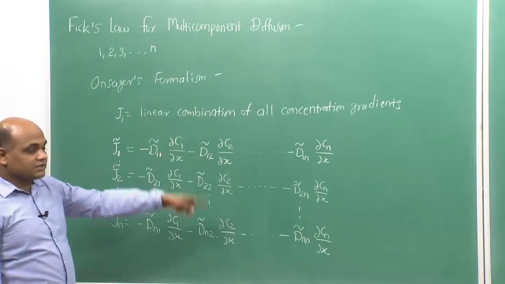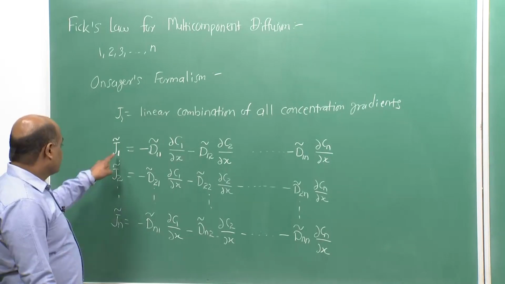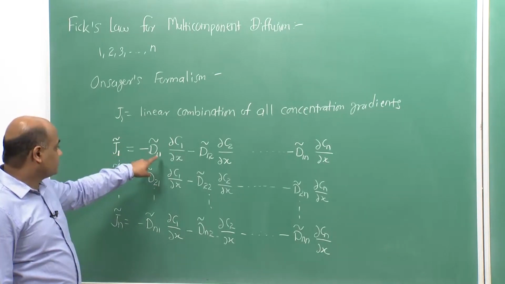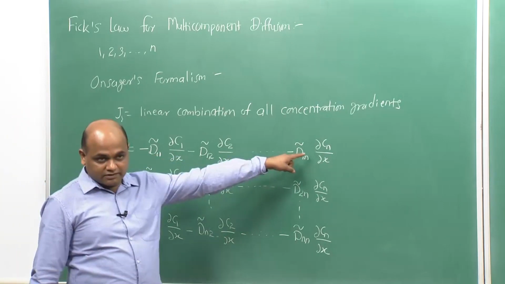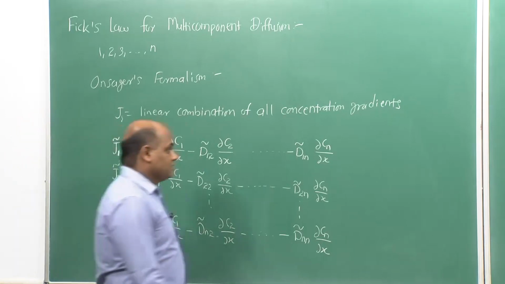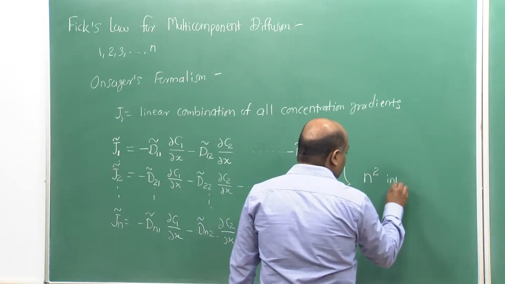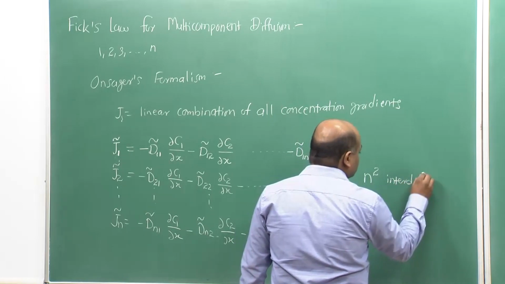So, how many coefficients do we have? For each flux we have 1, 2, 3 up to n terms, and there are n such fluxes. So, n times n, the total is n square, and these are all called interdiffusion coefficients.